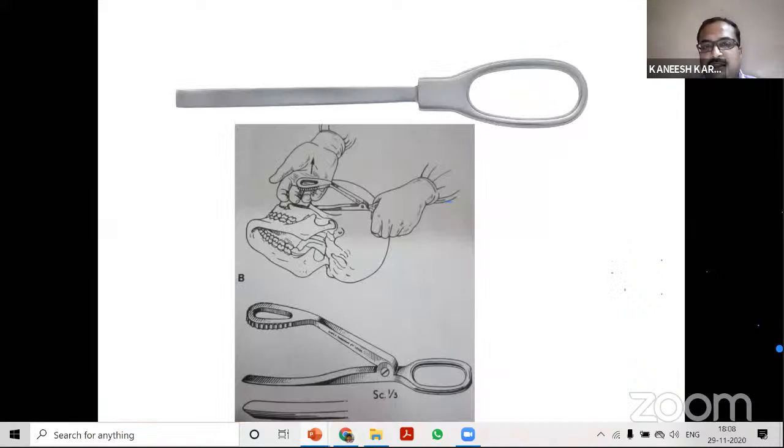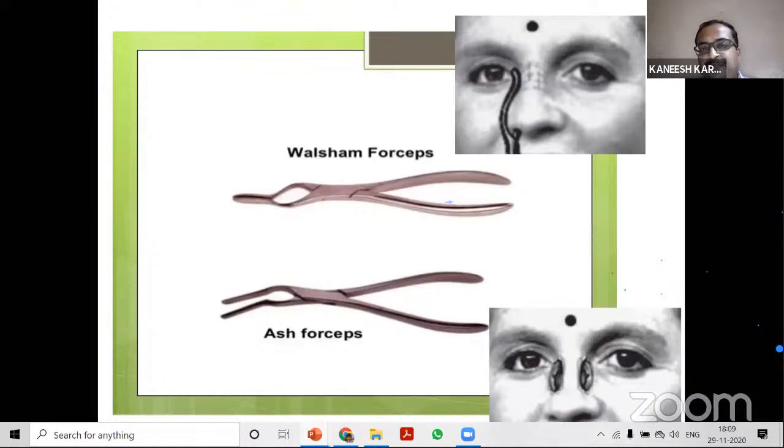Okay. This is a Bristow's elevator used in zygomatic arch fractures. This is a Rose modification of Bristow's elevator, which is used in the Gillies temporal approach. The advantage of this handle is you can see where the tip of the instrument is and you don't fracture the temporal bone. If you use Bristow's elevator, there are chances of fracture of the temporal bone.